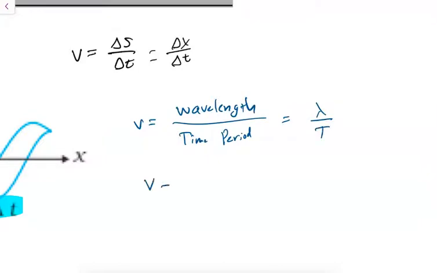We also see this as lambda times frequency, because we know that frequency is equal to 1 over time period. So we're just substituting f for 1 over T. This equation will come up over and over again. You might also see the symbol c used for velocity as well, because c often represents the velocity of a wave, specifically the velocity of an electromagnetic wave, or the speed of light.